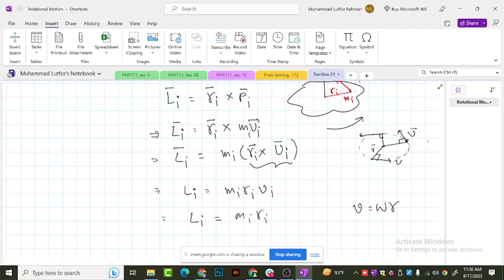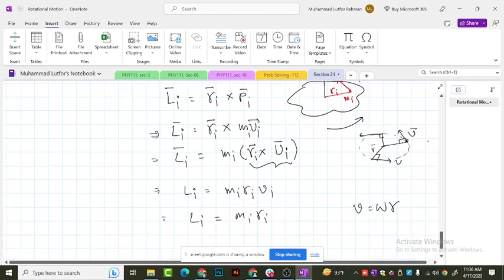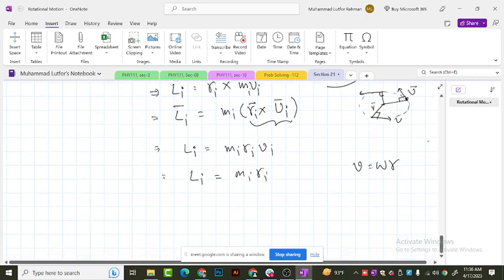Since this omega is fixed, the total system is moving at the same angular velocity omega. That means every single point on this solid object has the same angular velocity, but a different linear velocity. So I will write vi equals omega ri. I do not use any index for omega because omega will be the same for every single point mass. I'll replace that part over here.